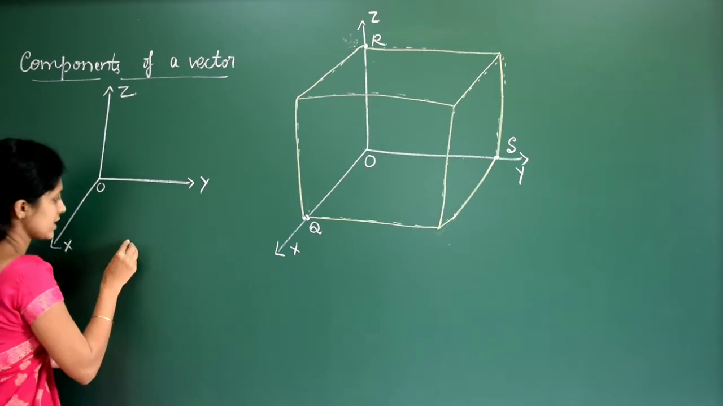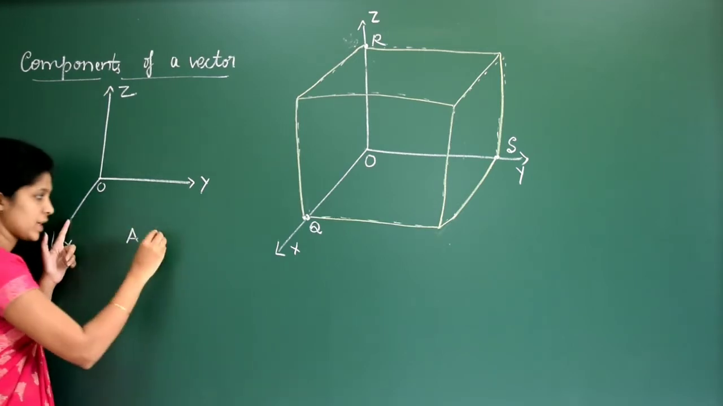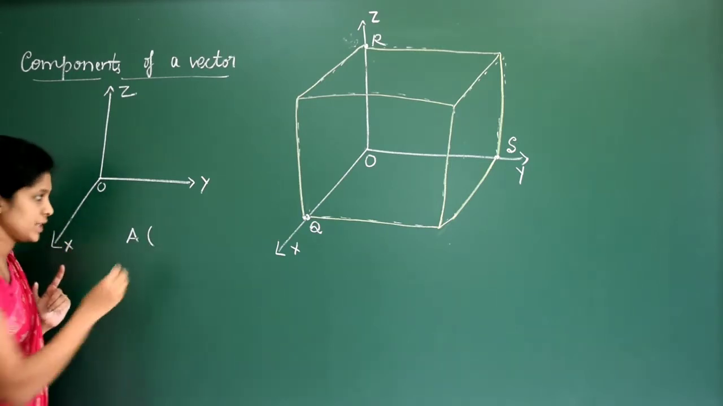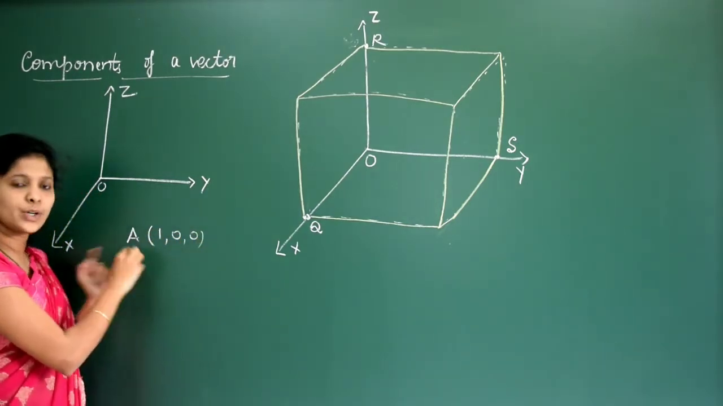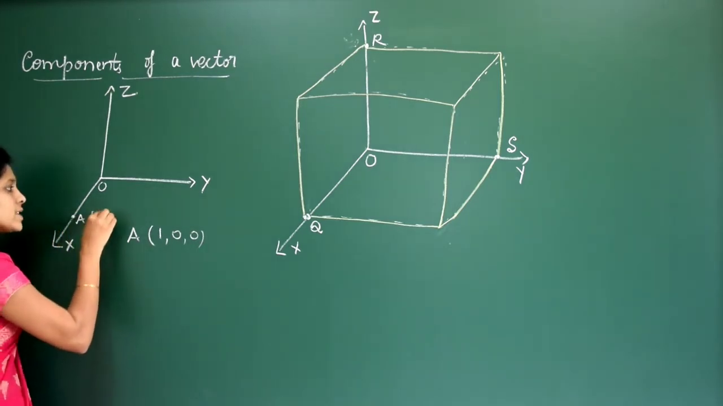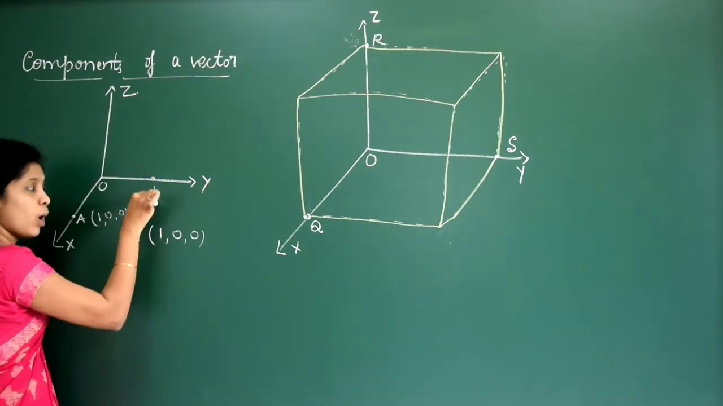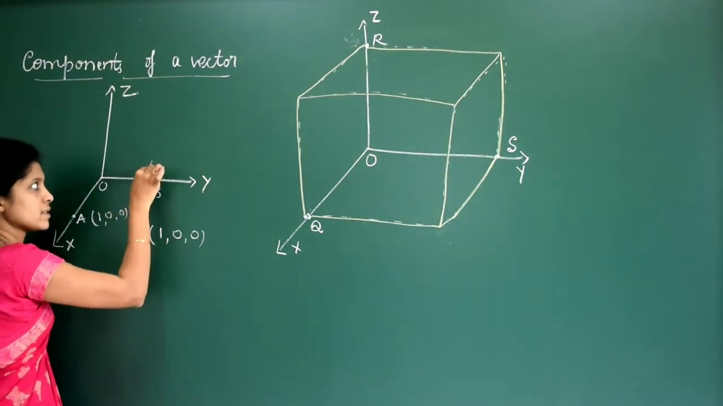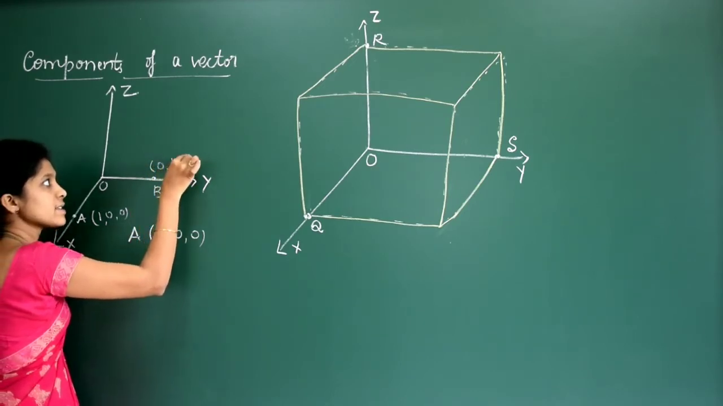And let us consider a point A on the x-axis. Okay, this is a point A on the x-axis with the coordinates 1, 0, 0. So this is the point on the x-axis. And we will consider another point B on the y-axis. B means the x-coordinate will be 0, y is 1 and z is 0.